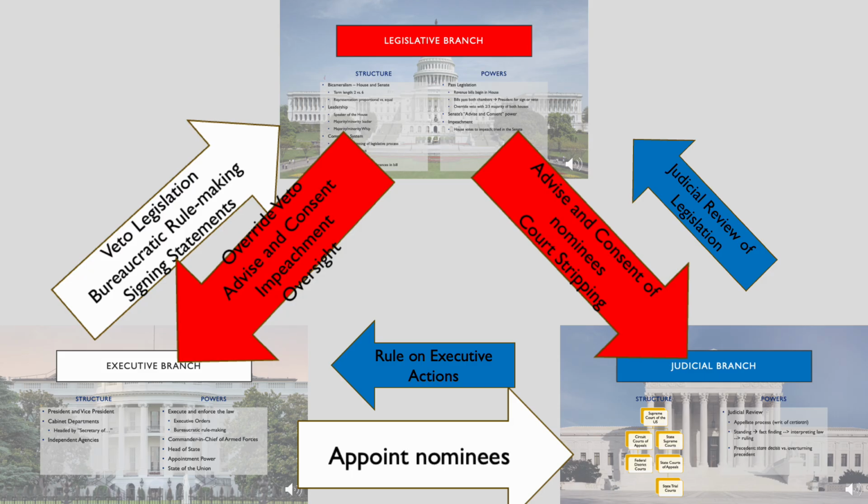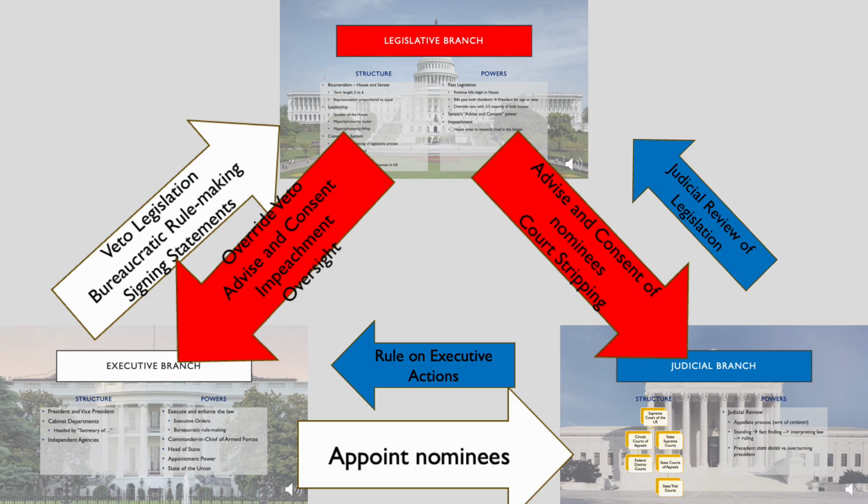They also have the ability through oversight, right? This is that police patrol versus fire alarm model of oversight. Here, they can call in agency heads to hearings. They can subpoena documents. They can subpoena testimony. They are able to oversee that the actions of the executive agencies are actually following what the laws of Congress were intended to do.